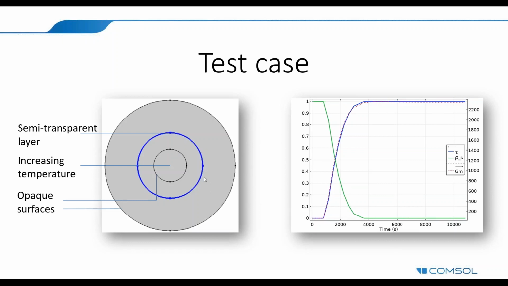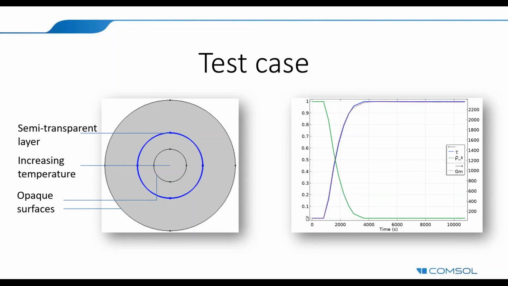And this semi-transparent layer here will get this property that I mentioned before. And we have two opaque surfaces, this one and this one. So when this semi-transparent layer is opaque, the radiation emitted by this surface is reflected back to the surface. And as soon as it becomes transparent, then the radiation is going through. And this is exactly what is shown here.